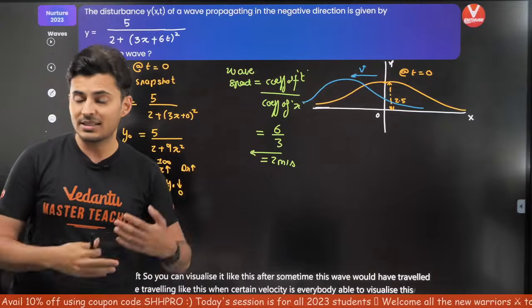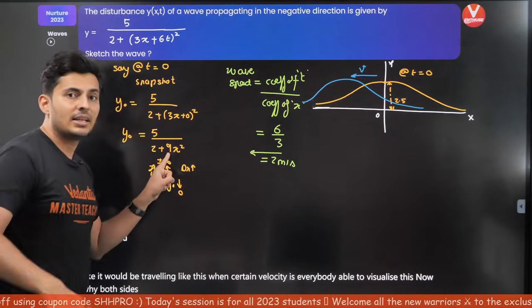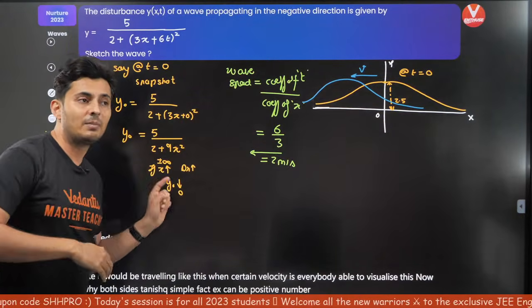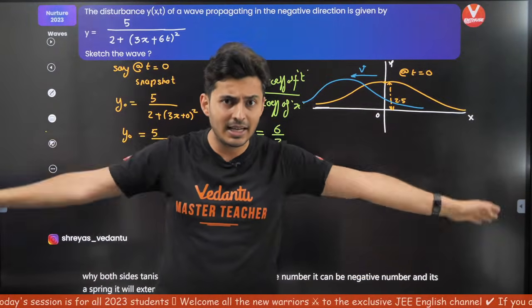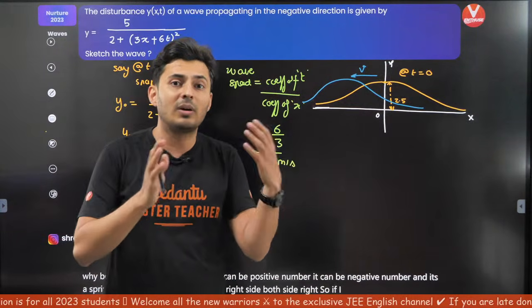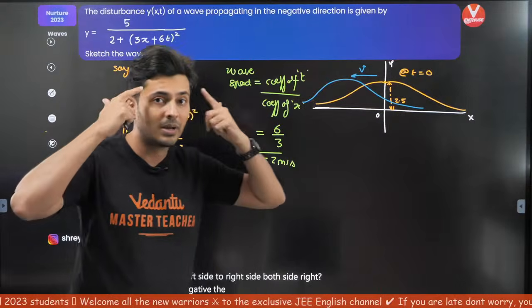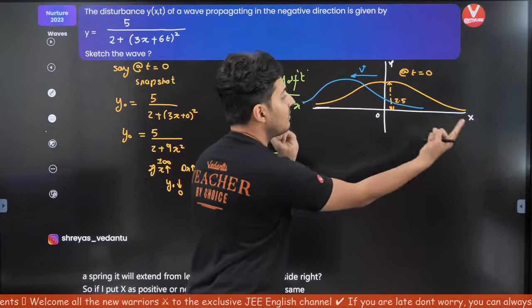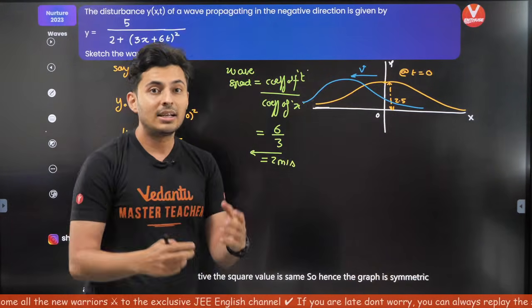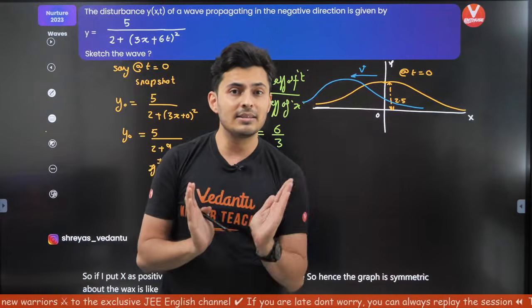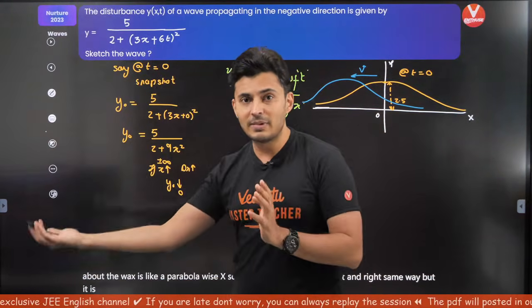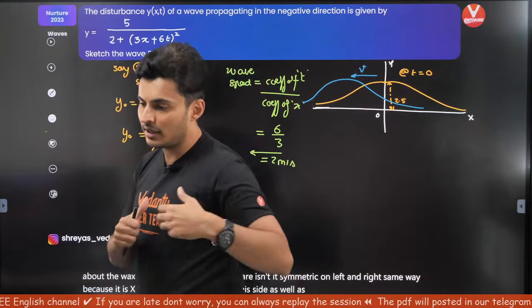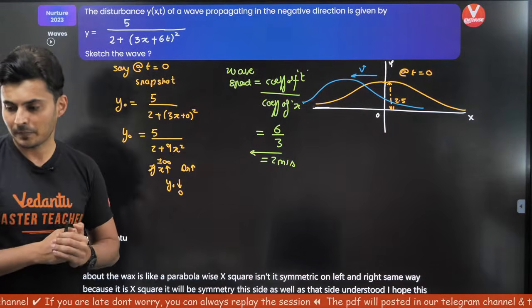Why both sides, Tanishq? Simple fact, x can be a positive number, it can be a negative number. It will extend from the left side to the right side, both sides. So if I put x as positive or negative, the square value is the same. Hence the graph is symmetric about the y-axis. Like a parabola, y is x square. Isn't it symmetric on left and right? In the same way, because it is x square, it will be symmetric this side as well as that side. Understood? I hope this is clear.